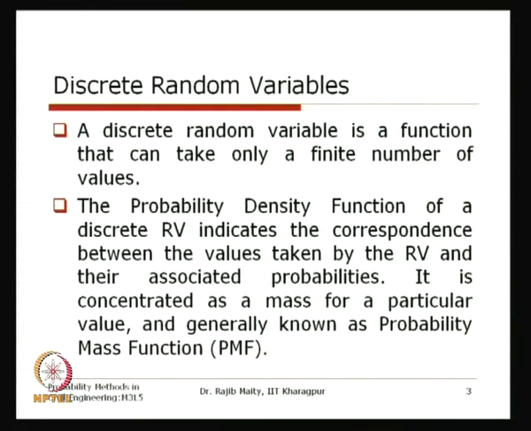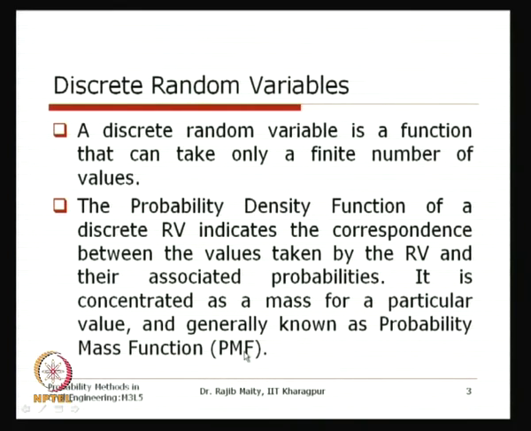To start with the discrete random variable, as we have discussed earlier, a discrete random variable is a function that can take only a finite number of values. So the value is not continuous over the domain, over the sample space; it can take only some finite numbers, and in most general cases these are equidistant, like 1, 2, 3, even though that is not compulsory. The probability function of a discrete random variable indicates the correspondence between the values taken by the random variable and their associated probabilities. It is concentrated as a mass at a particular value and is generally known as the probability mass function.